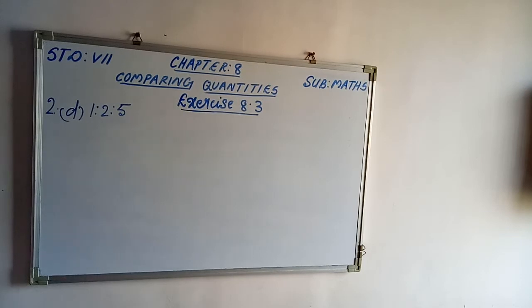Now D, 1 is to 2 is to 5. Now you know how to solve it. First you will write the total number of equal parts. 1 plus 2 plus 5, that's equal to 8. Next, the fraction of the first part of the ratio, 1 upon 8. Then its percentage you have to find out. Then the fraction of the second part of the ratio, 2 upon 8. Then its percentage. The fraction of the third part of the ratio, 5 upon 8, and its percentage. Okay? You can do it.